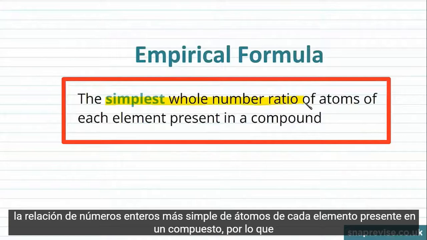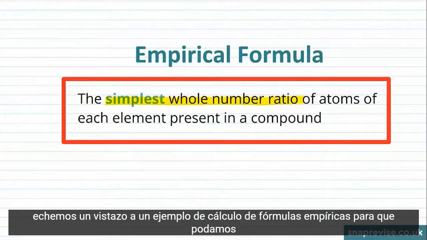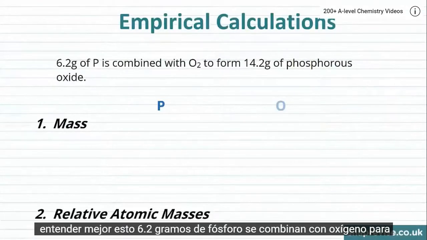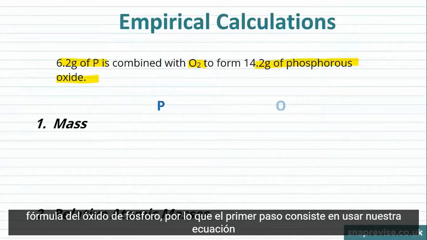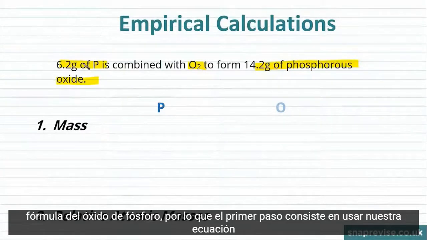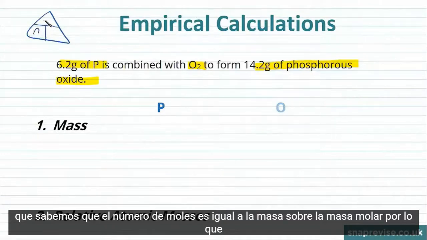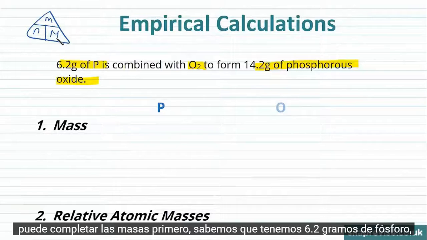in a compound. So let's have a look at an example of calculating the empirical formula so we can understand this better. 6.2 grams of phosphorus is combined with oxygen to form 14.2 grams of phosphorus oxide. We want to work out the empirical formula of the phosphorus oxide. So the first step involves using our equation that we know, that the number of moles is equal to the mass over the molar mass. So we can fill out the masses first.